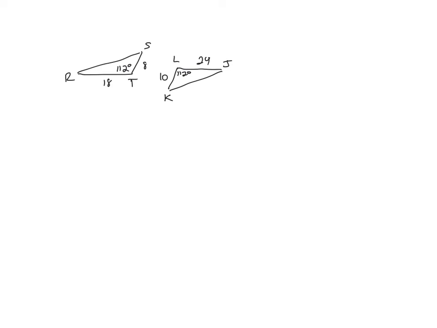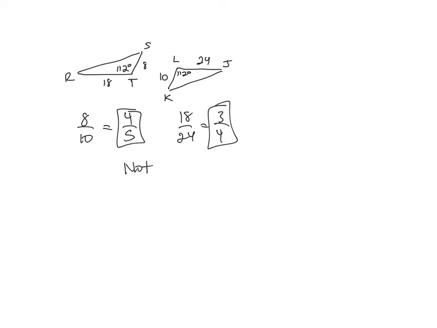All right, so then you want to look at the sides, and are they proportionate? So I think it's clear that the 8 goes with the 10. And so then when I simplify that, I would get 4 over 5. And then I have 18 over 24. I could divide by 6. And I get 3/4, so they don't reduce to the same thing. So these ones are not similar.